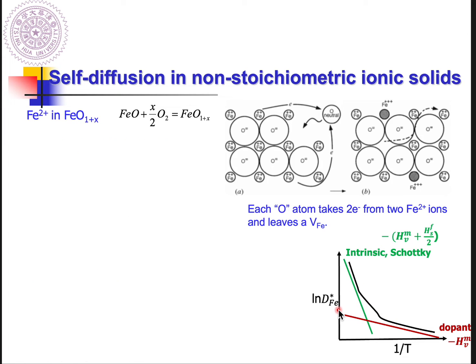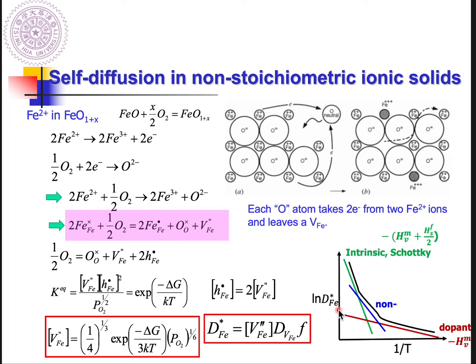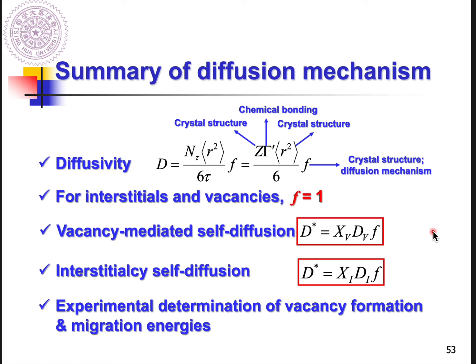And as long as you fit it, you can get the energy term. As long as you fitted your data, then you know this value, then you can get this one, and also can know the defect formation energy of your materials. Okay, so I'm going to give you a brief summary of diffusion mechanisms.